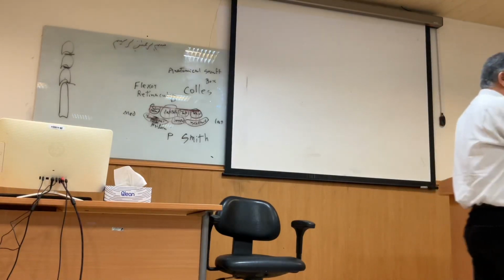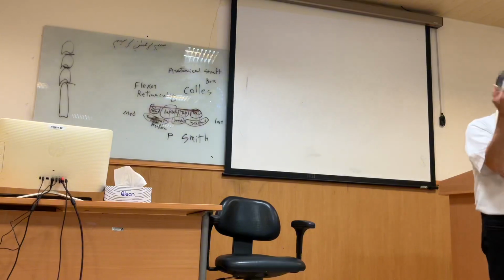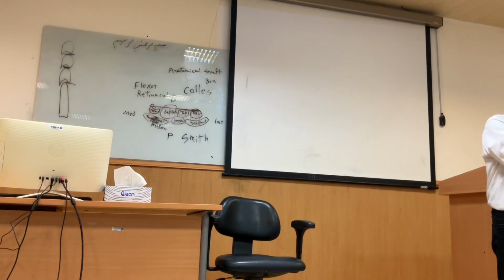Which parts of the ulna are palpable? The olecranon process, posterior border, and styloid process.